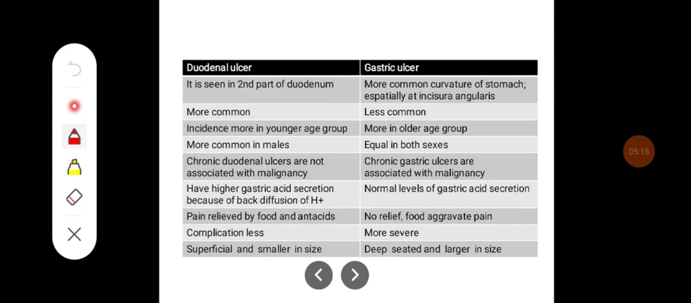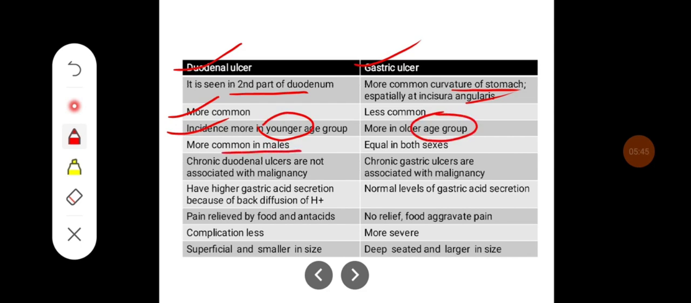So these are the differences between duodenal ulcer and gastric ulcer. Duodenal ulcers are seen in the first part of the duodenum, whereas gastric ulcers are more common in the lesser curvature of the stomach, especially at the incisura angularis. Duodenal ulcers are more common compared to gastric ulcers, and the incidence is higher in the younger group, whereas gastric ulcers occur in the elderly group. Duodenal ulcers are more common in males, whereas gastric ulcer is equal in both sexes.